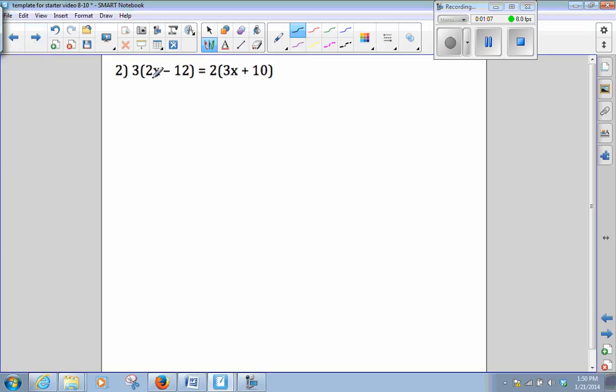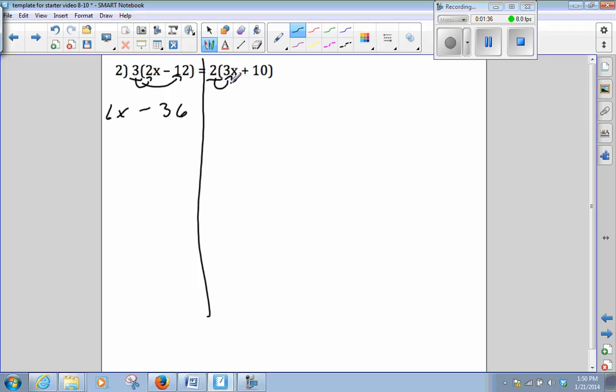Number 2, I can't do 2x minus 12 because you can't combine x's and 12's. And over here, I can't combine 3x's plus 10. So I see that I've got these numbers on the outside of the parentheses in both cases. So I'm going to use my distributive property to get the 3 times everything inside of the parentheses. So 3 times 2x is 6x. And then 3 times, remember this is a negative 12, is minus 36.